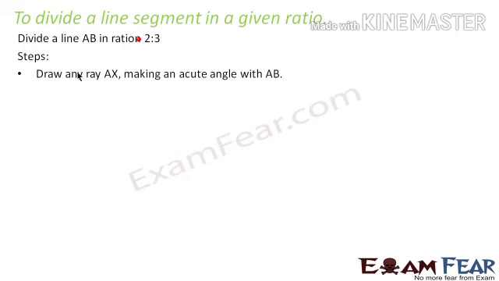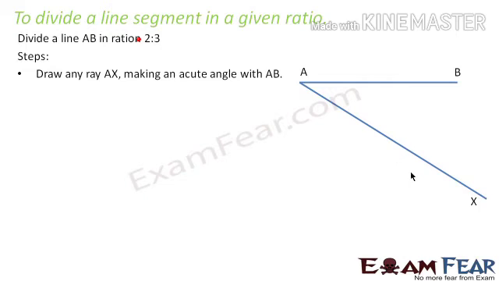The first thing is to draw any ray making an acute angle with the line AB. So let's first draw the line AB. This is my line AB. Now we have to draw a ray AX that makes an acute angle with the line AB. From here let's draw this ray, and let's say this is X. So first we have drawn this line and then one ray AX. It's a ray, so it's infinite in length. We have drawn a ray AX which makes an acute angle with AB. That is the first step.